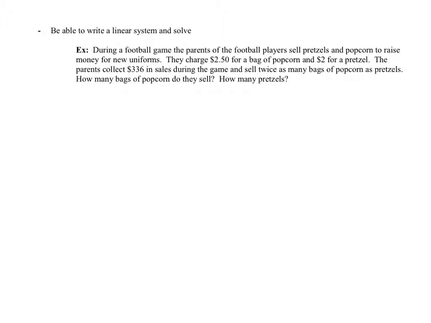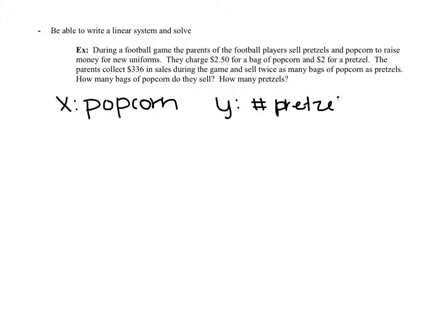So the first thing I'm going to do in this problem involving popcorn and pretzels is identify what I want x to stand for and what I want y to stand for. So x is going to be popcorn, and y is going to be the number of pretzels. And the easier equation to write is the one that involves the money. So we know that popcorn is $2.50 a bag, pretzels are $2 each, and they made a total of $336. So that's my first equation.